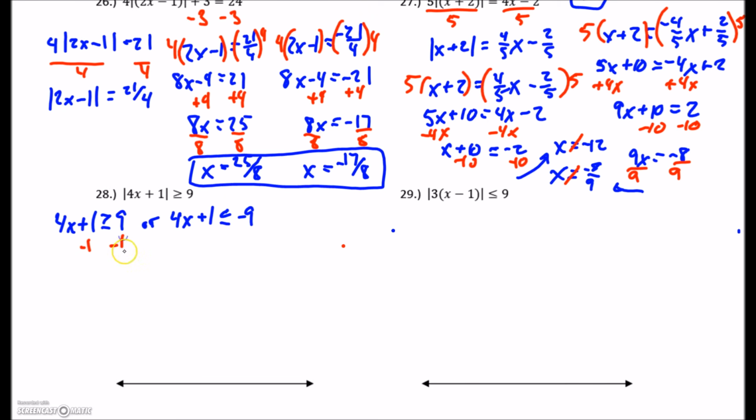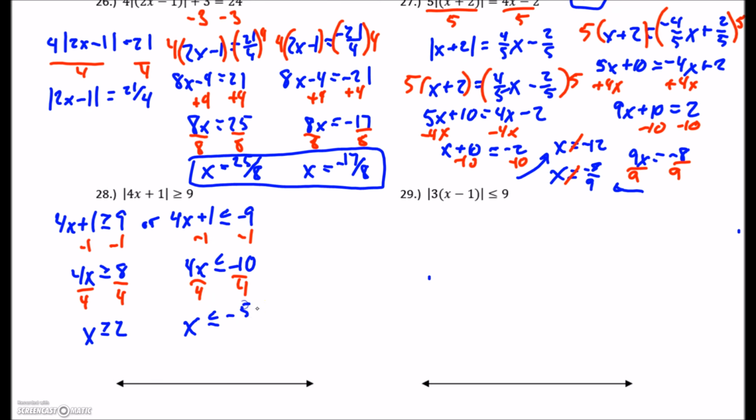So here I subtract the 1 from each side, so I've got 4x is greater than or equal to 8. I divide each side by the 4, and it gives me x is greater than or equal to 2. Over here, I've got to subtract the 1 from each side. That's going to leave me with 4x is less than or equal to negative 10. I divide each side by the 4, and I find out that x is less than or equal to negative 5/2. Okay, and I slap that word or in between.